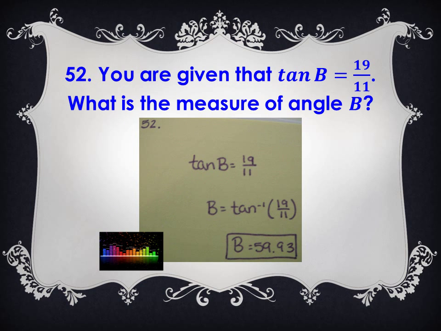For this problem, you were given that tangent B is 19 over 11. All they ask is that you find out what the measure of angle B is. B is an angle, so we just take the inverse of tangent in order to find what angle B is.